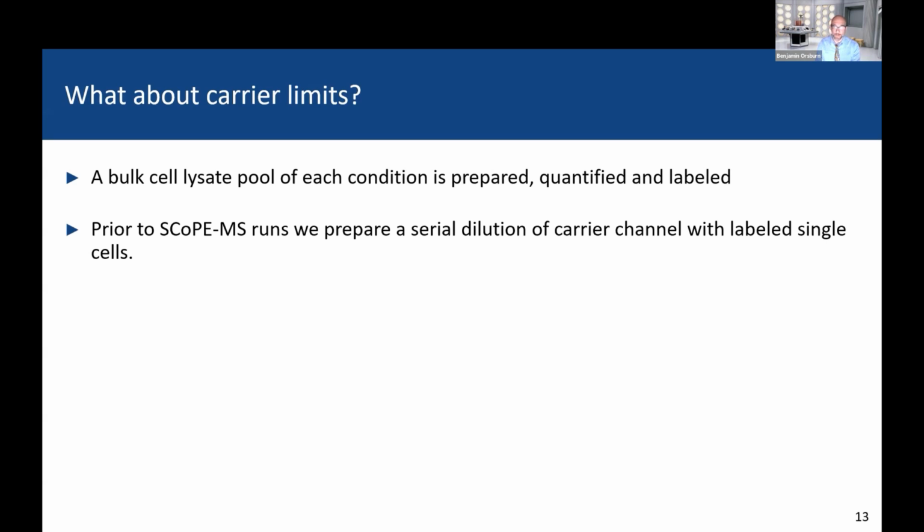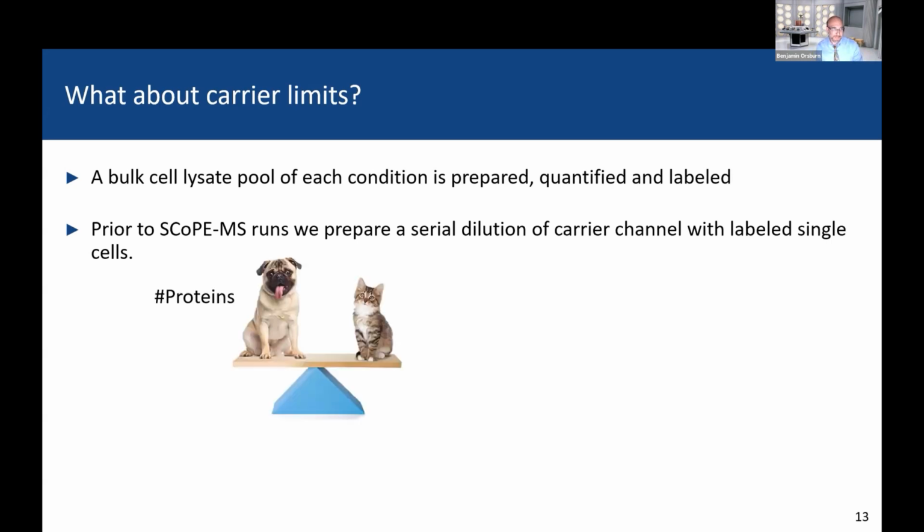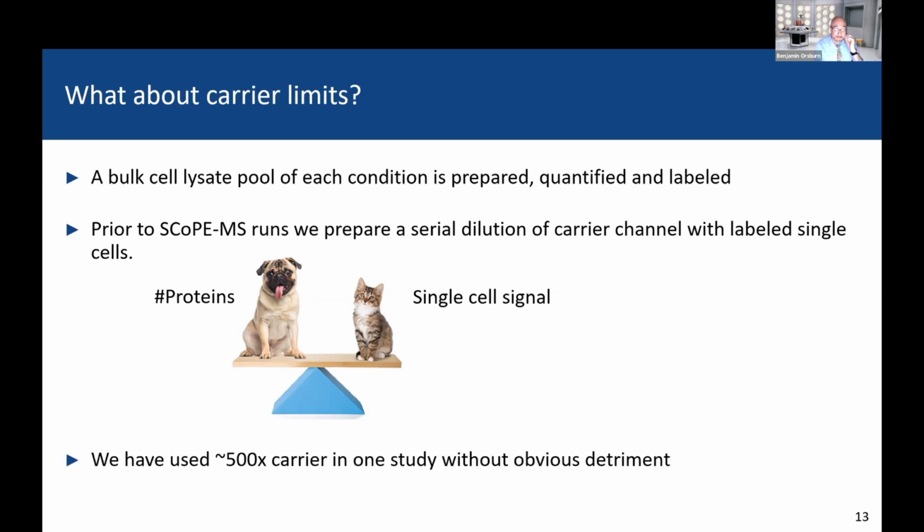We spike that into individual cells, and we run those replicates to work out where is the point where we get the most proteins and the highest coverage versus where's the point where we're actually affecting our single cell signal, right? So for each experiment, especially with some of these proteins or cells that have really disparate copy number distributions, we found that this is critical for us to get the best data possible, so we really optimize this. And I'll tell you what, with having a whole series of choices to choose from, I have chosen for one study to use a 500X carrier, which I certainly would not have done on our Q Exactive. But just want to throw that out there.